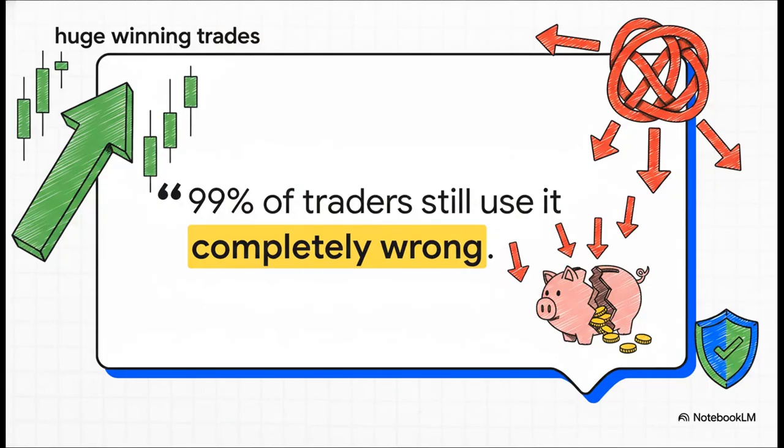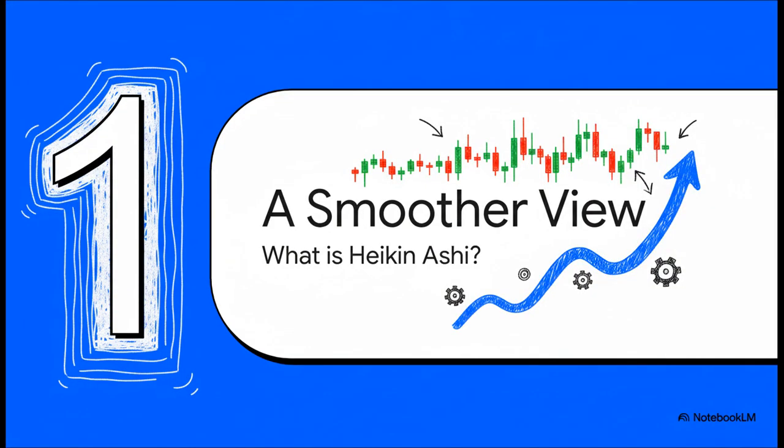Now here's the thing. This simple-looking indicator can lead to some absolutely huge winning trades, but there's a critical problem, a fundamental misunderstanding that causes almost everyone to fail with it, and it can lead to some really painful account losses. We're going to make sure you are not one of them. So, what exactly is this thing that promises to smooth out all the market's rough edges? Let's dive in and take a look at what Heikin Ashi actually is and how it works its magic.